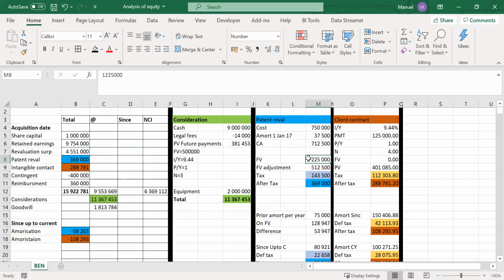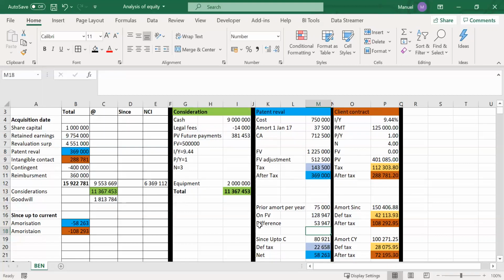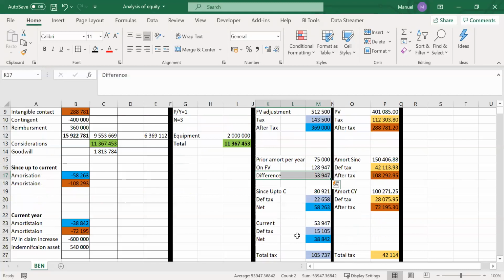So that means at the 1st of January 2017, because 6 months have passed, we only have 9.5 years left of this particular asset. So you'll see on this calculation, I've taken the fair value divided by 9.5. So the difference or the additional amortization that we need to then book is 53,974.